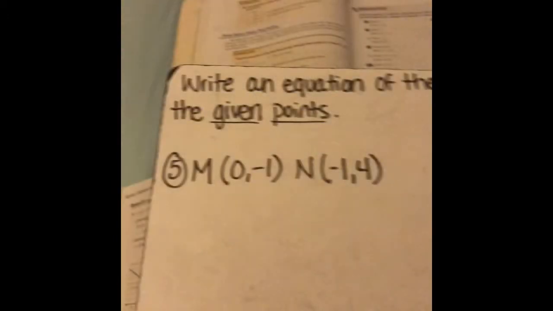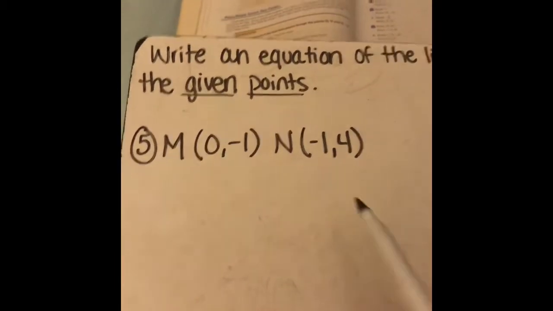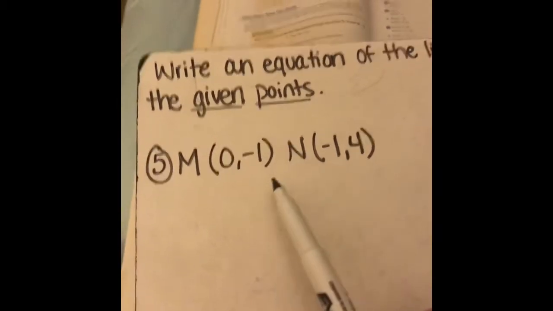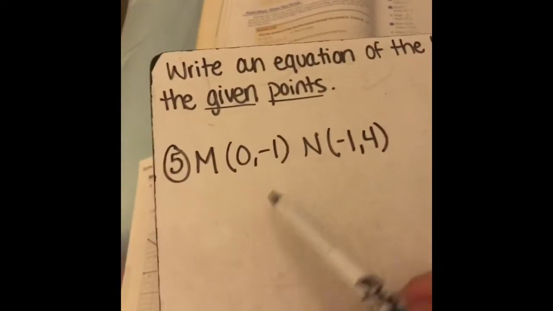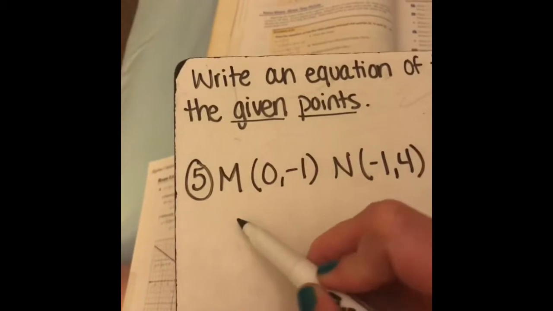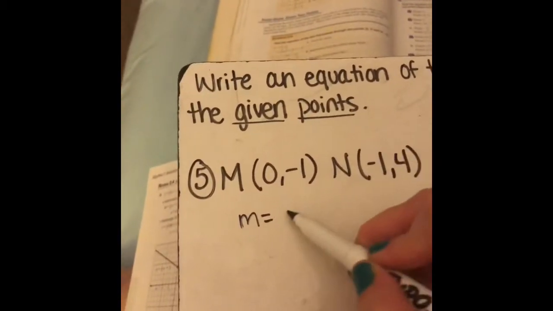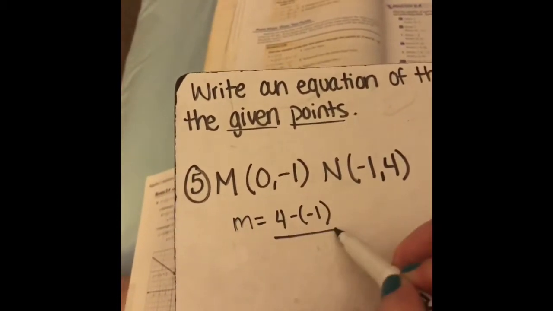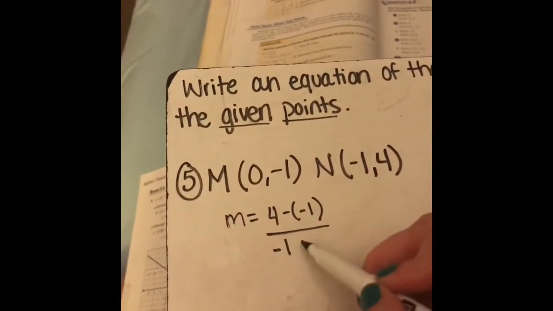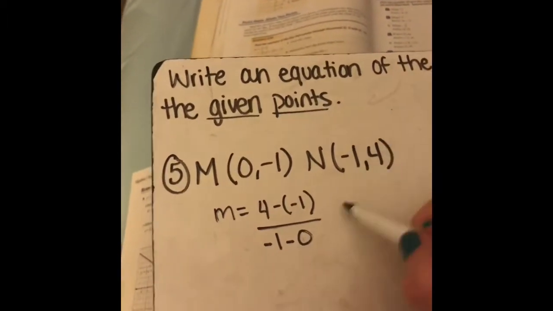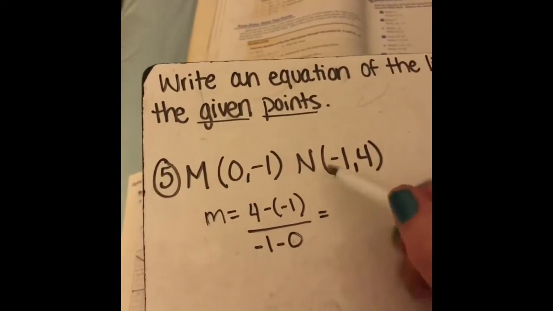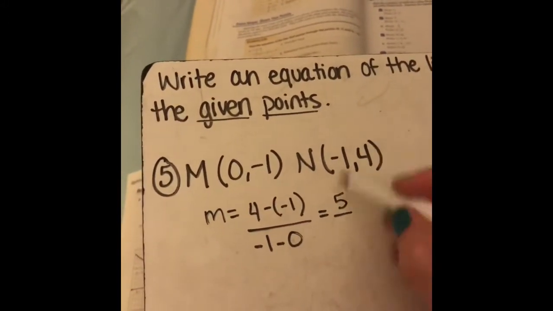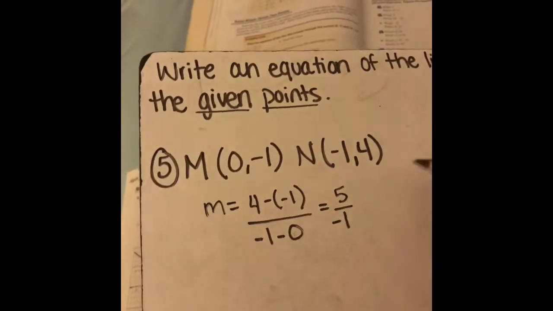Okay, these here are going to be very similar. It says write an equation of the line containing the given point. So this time we have to find the slope in order to get to the next step. So for slope here, it is 4 minus -1 over -1 minus 0. Okay, so 4 minus -1 is 5. -1 minus 0 is -1. Okay, so there's our slope.